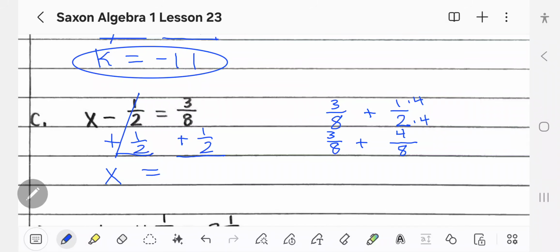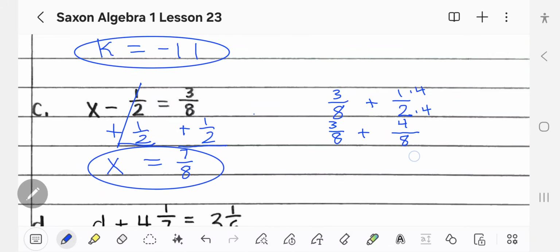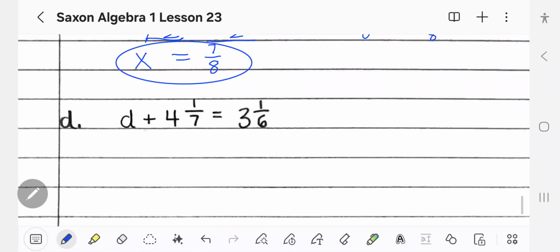Now I can add them. 3/8 plus 4/8 would be 7/8. And that is our answer, or our solution, or our root. 7/8 minus 1/2, which would be 4/8, right? 4/8 would be the same as 1/2. 7/8 minus 4/8 would be 3/8. So it works. And then the last one.